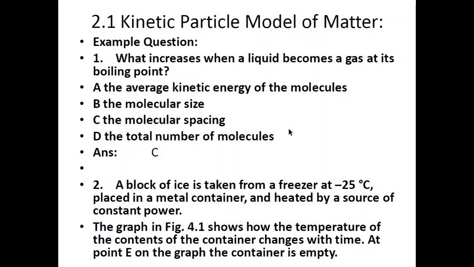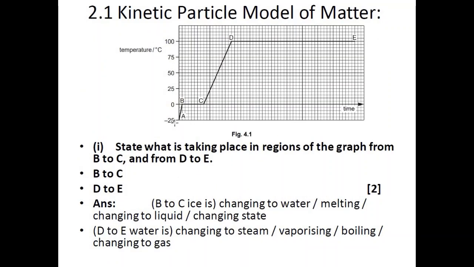A block of ice is taken from a freezer at -25 degrees centigrade, placed in a metal container and heated by a source of constant power. The graph shows how the temperature of the container changes with time. At point E on the graph, the container is empty. This is the graph. It starts at -25 degrees centigrade, and then it goes on and on.